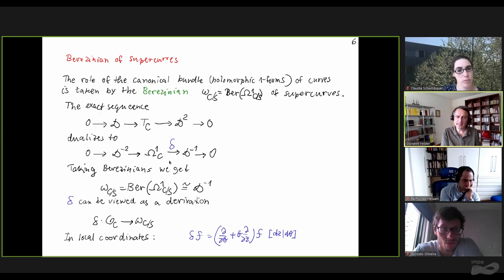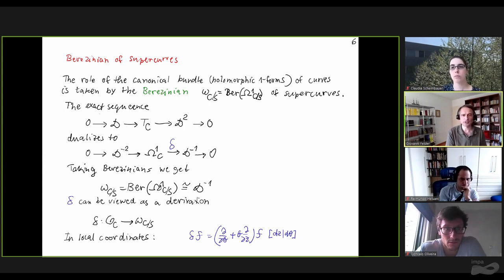And now these Berezinians have good properties for exact sequences. So the Berezinian of the middle term is the tensor product of the Berezinians of the extreme terms. And you get a formula for the Berezinian, which is this canonical bundle, in terms of the distribution. There is a little subtlety here because D is odd, so the Berezinian will contribute with a minus one. So you get that it's isomorphic to the inverse.